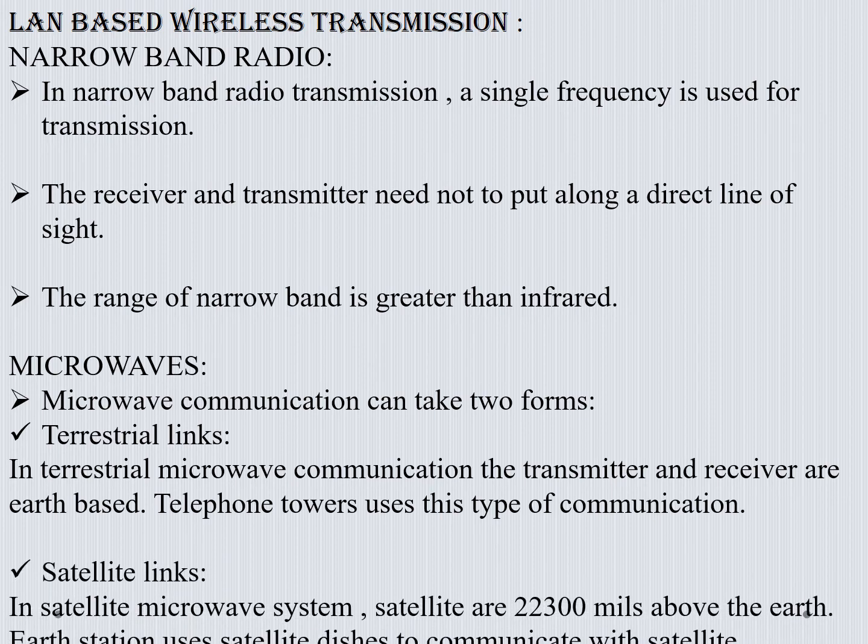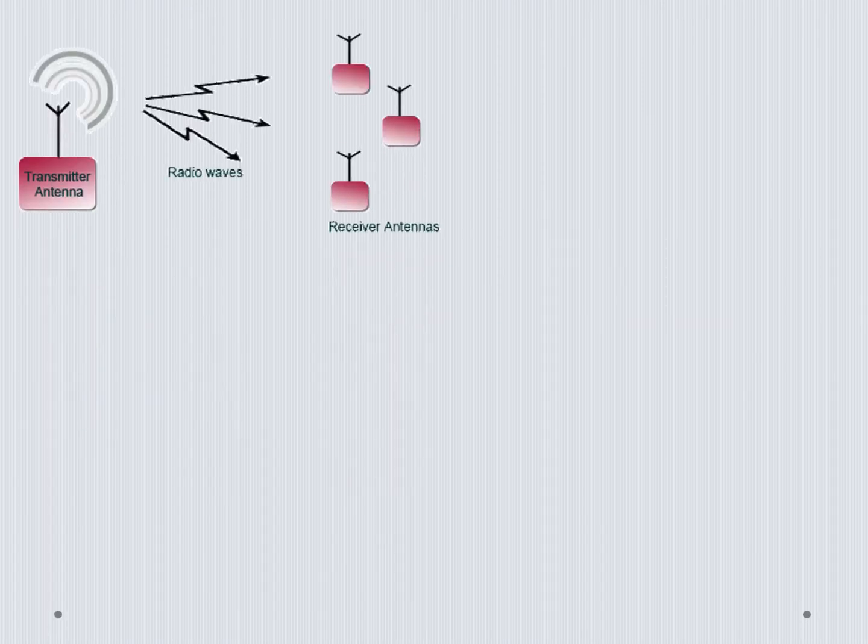In satellite microwave system, satellites are 22,300 miles above the earth. Each earth station uses satellite dishes in order to communicate with the satellite. So in order to achieve communication, we will be using the proper dish. Let me show you a few diagrams of our wireless communication.